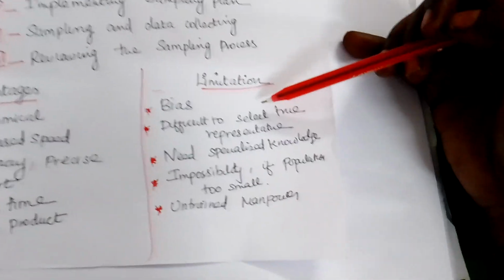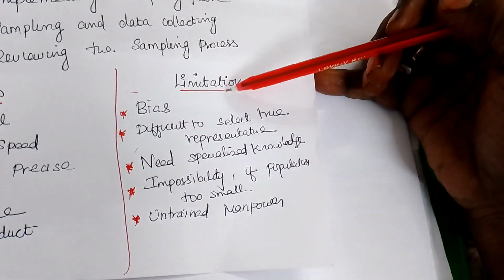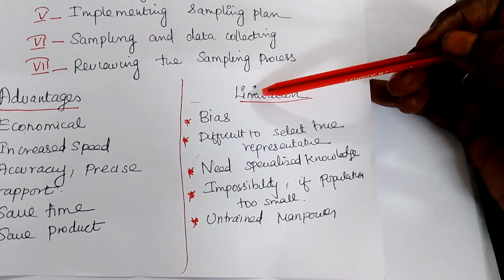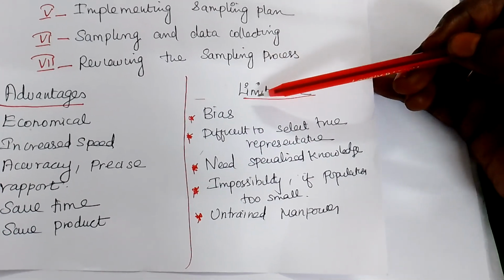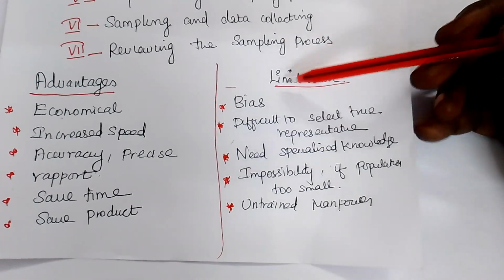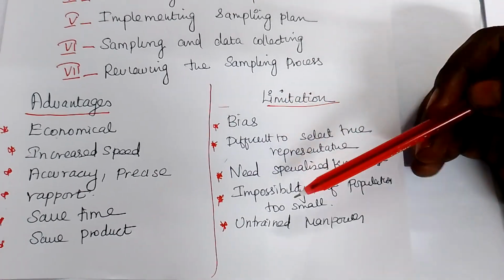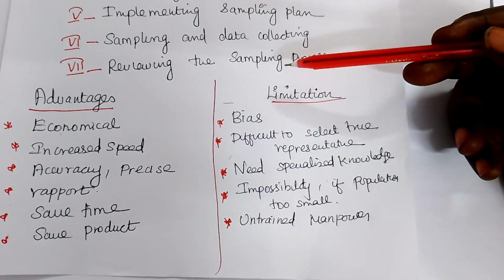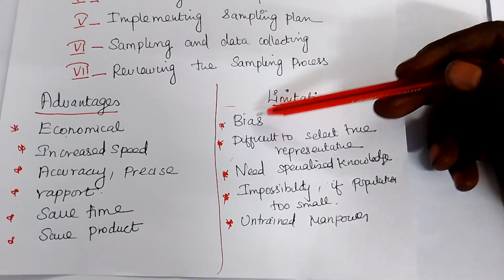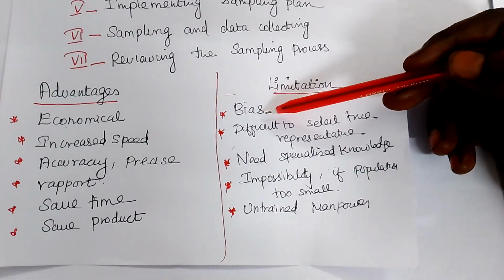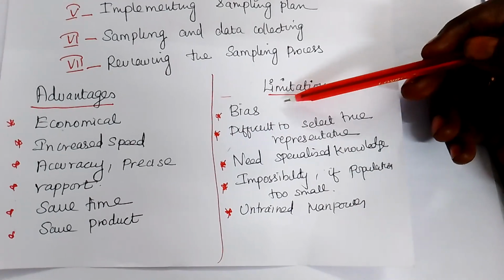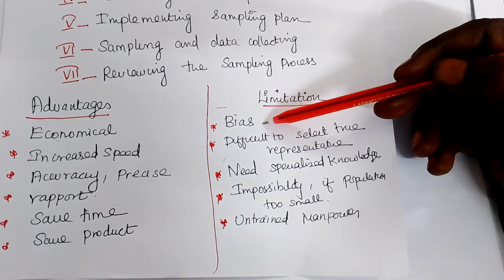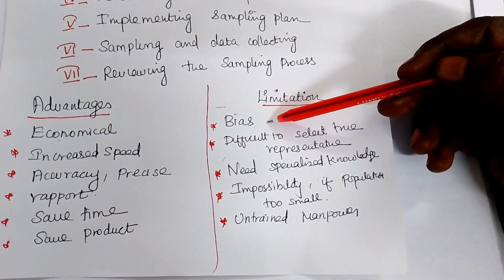Then limitations. Limitations are also there in sampling. Sometimes bias, human error, entry bias, sample selection bias will be there, or researcher bias will also be there, maybe entering the data in a wrong manner. So some bias we have to overcome. We cannot avoid sampling, so we have to overcome these limitations. You have to know what bias, why it is coming, and where the bias can occur, and overcome it as a researcher.